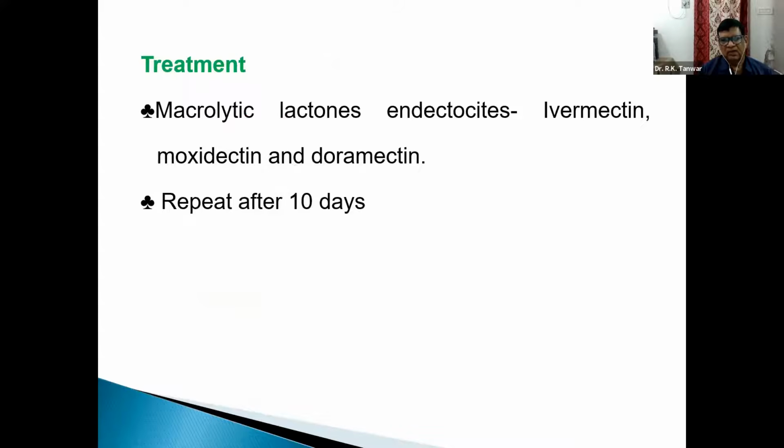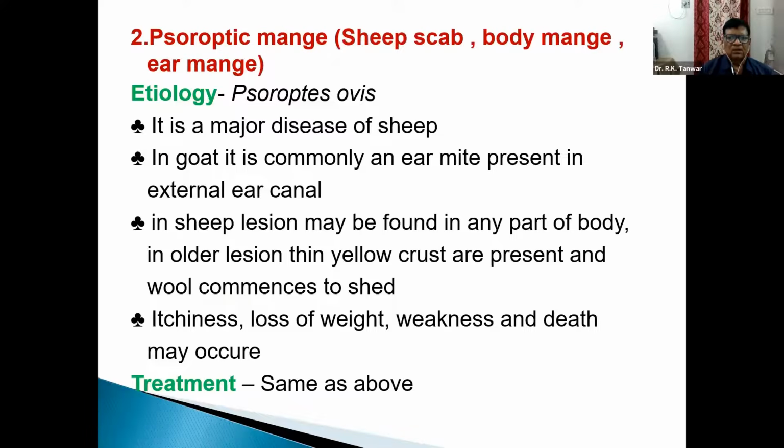Good treatment is available: ivermectin, moxidectin, doramectin. Repeat after 10 days. Very good result. Then one zoonotic mange, we call it sheep scab. This is the major disease of sheep.